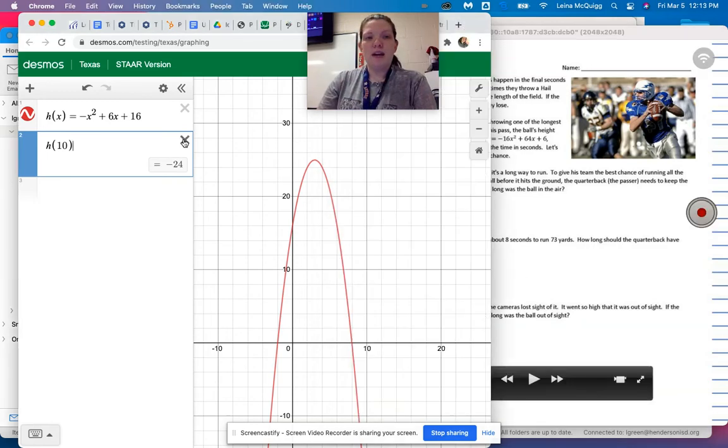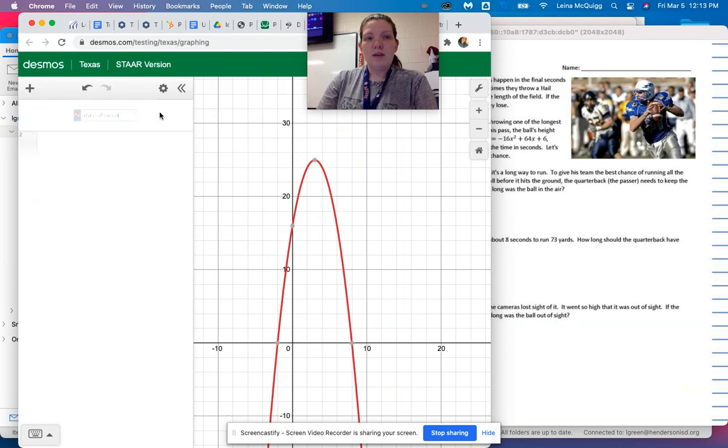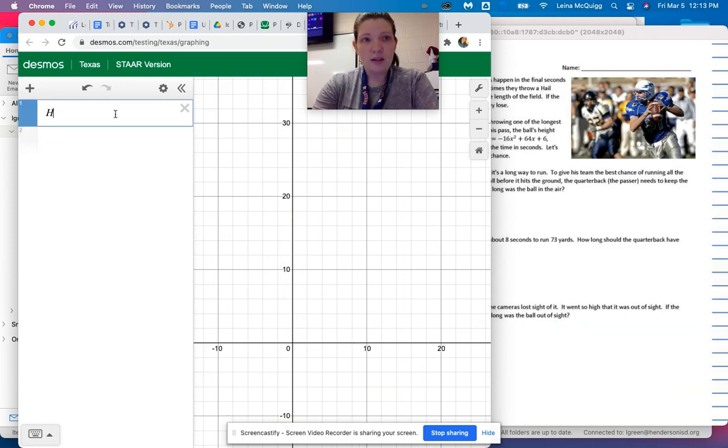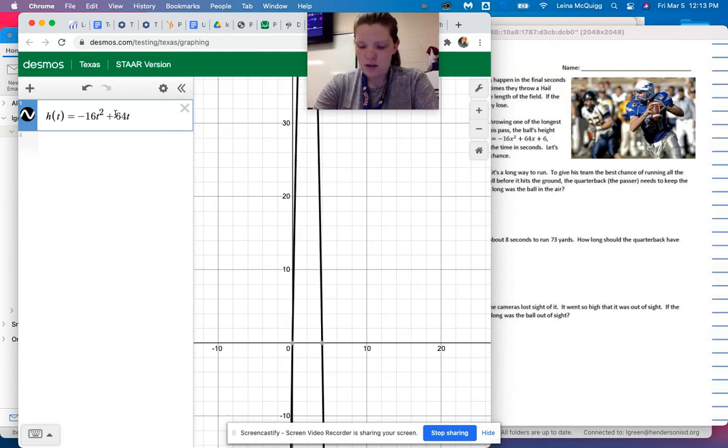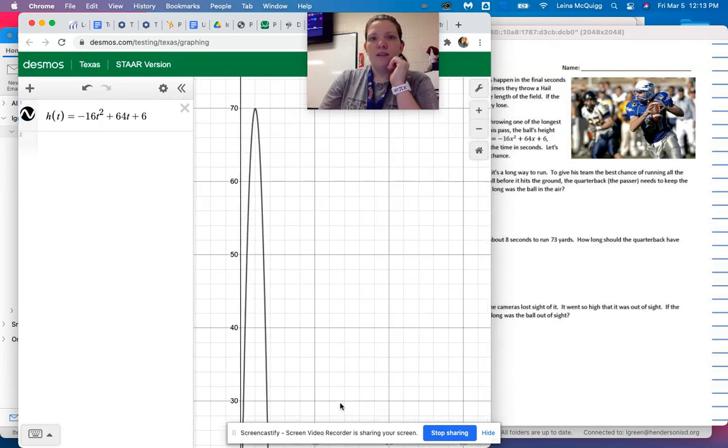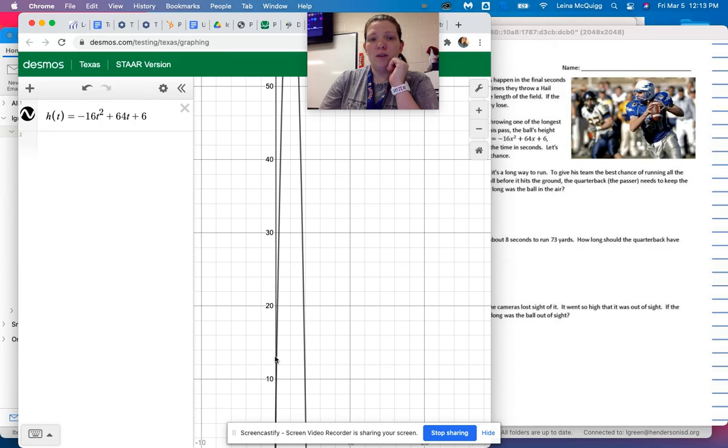So I'm going to come to Desmos. I'm going to write this as h of t equals negative 16t squared, I'm just writing the equation they gave us, plus 64t plus 6. Okay, so this means he started throwing the ball at 0 seconds, and it's 6 feet in the air.